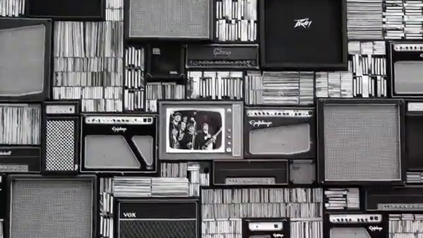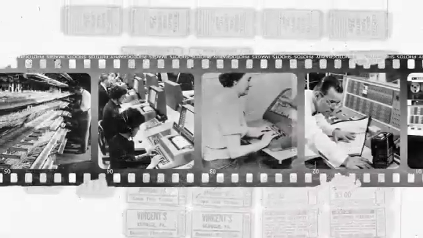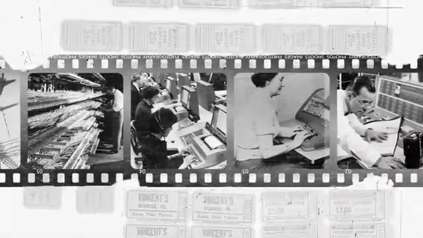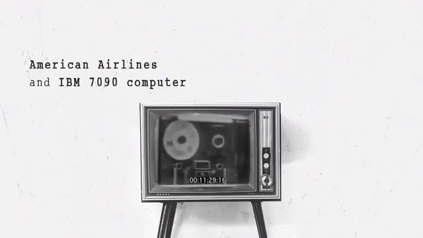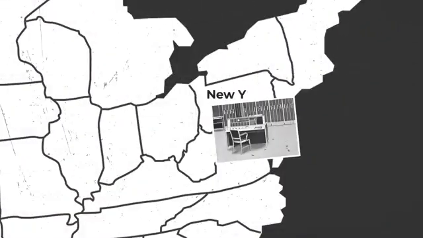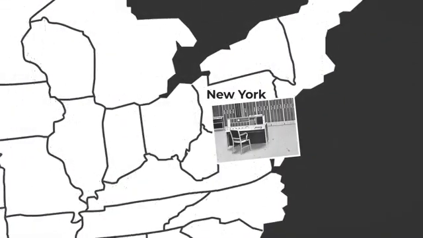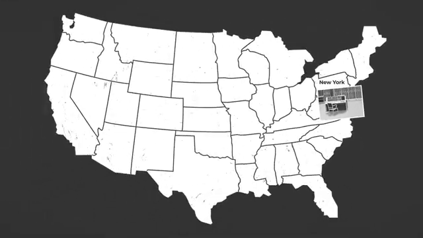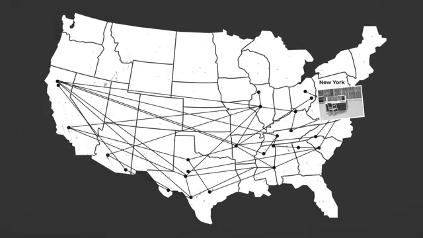Back in the 60s, making a flight reservation took multiple people and a mainframe computer to process. American Airlines and IBM pioneered automated flight distribution using the IBM 7090 computer. It was situated in Briarcliff Manor, New York, and housed all flight reservation data. That computer was connected to 1,500 American Airlines remote terminals across the country.